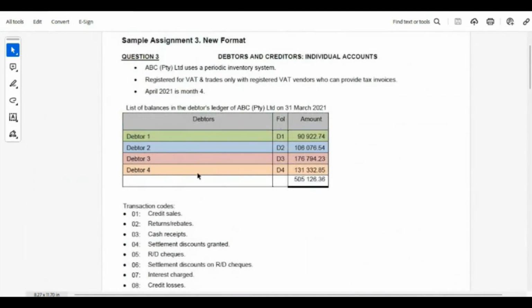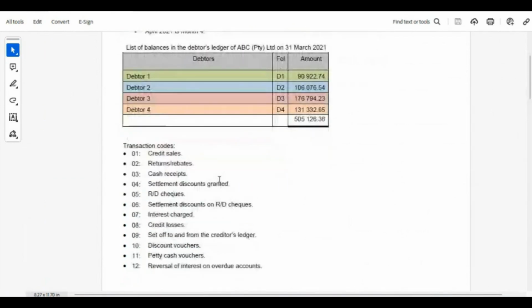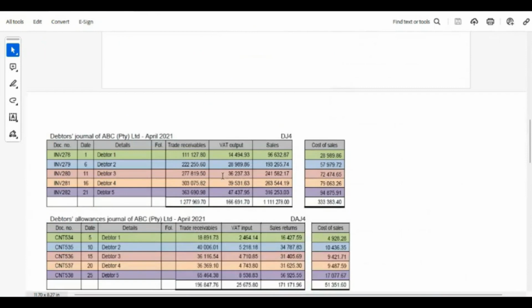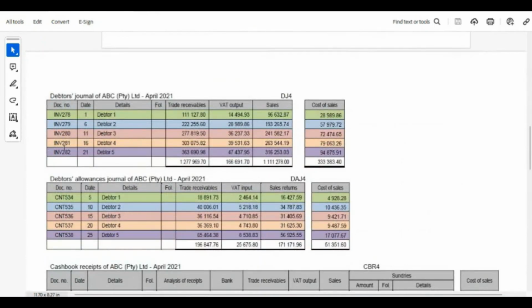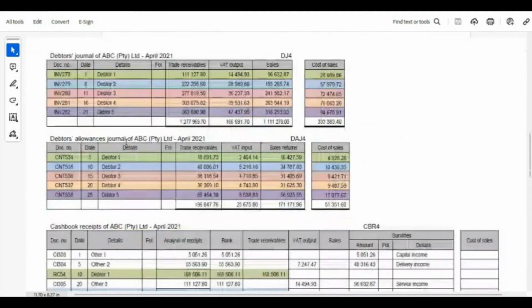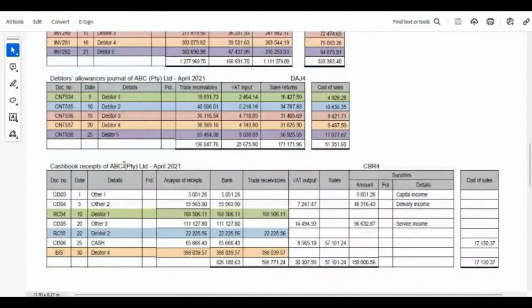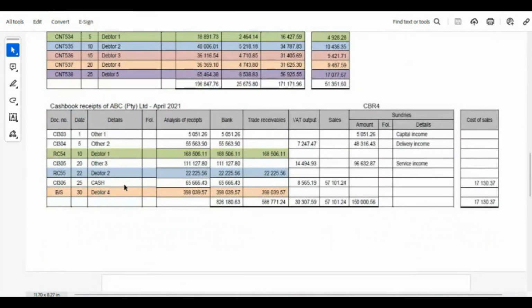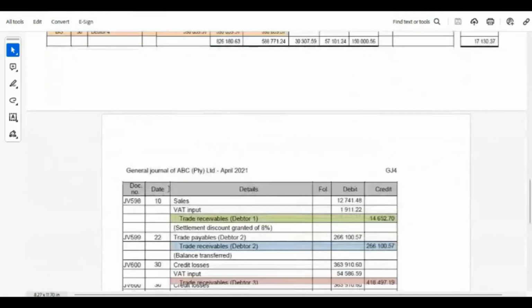Now we look at debtor 4, and debtor 4, I'm going to call that orange because I can't call it pink as well. And then if we go debtor 4, and we look at everything in the debtors journal, yes, there was a sale to debtor 4, a sales return. He brought something back. He made a payment here in the cash book receipts.